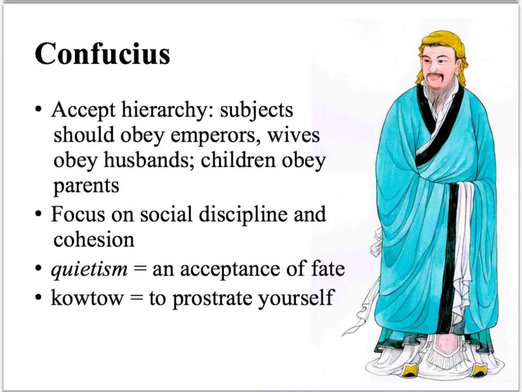This acceptance of hierarchy and acceptance of authority lay at the heart of Confucius. For him, subjects should obey the emperor, and wives should obey their husbands, and children should obey their parents. And the focus, therefore, was on social cohesion through acceptance of that hierarchy and authority. This led to, therefore, quietism, an acceptance of fate, that you should protect the status quo as far as possible. Now, one symbol of this acceptance of authority was the practice of kowtowing, whereby you prostrated yourself on the floor before the person of higher authority to show that you accepted their authority.